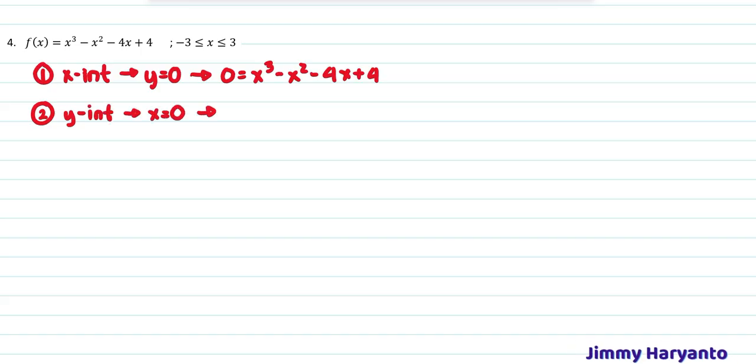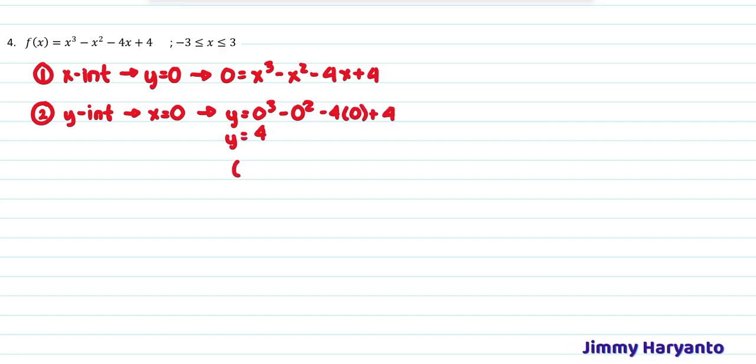So x equals 0, so y equals 0 to the power of 3 minus 0 squared, and then minus 4 times 0, and then plus 4. That means y equals 4. From this calculation we got (0, 4) as the result. And then because this is x to the power of 3, we will need other points to help us draw later.